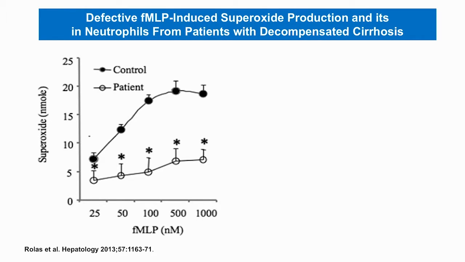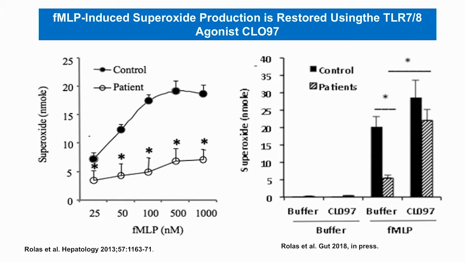And this probably is a very important mechanism for the decrease in bacterial killing in this patient. And this mechanism is acquired because when you use, for example, an agonist of TLR4 or 8 receptors, this agonist is called CLO97, you restore the ability of neutrophils to produce superoxide and to kill bacteria.